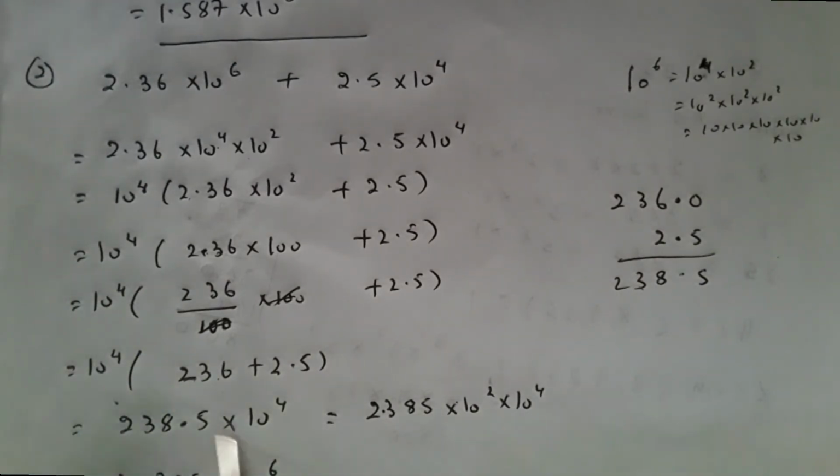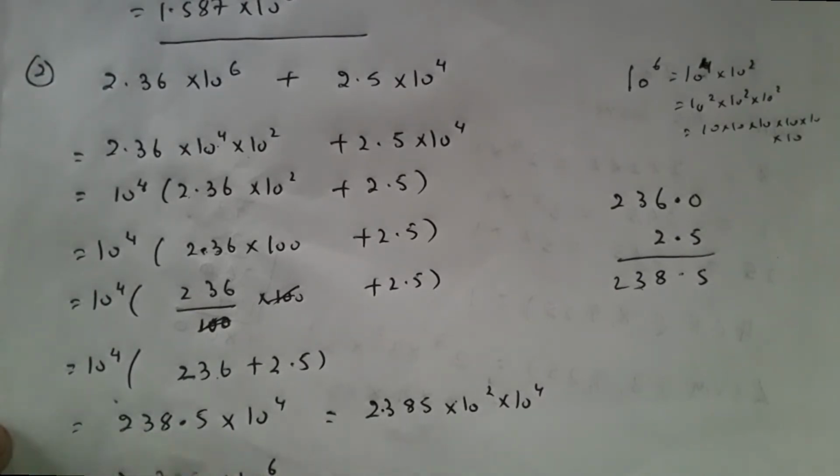Now we have to convert this number, we have to bring this decimal to the beginning. Now this decimal is here. If we have to bring this decimal here, 2.385, that means between 2 and this decimal there are 2 places. If you put the decimal here, it means between this 2 and this decimal there are 2 places, because you have to put the decimal here. So there are 2 zeros, that means 10 raised to power 2. 2.385 into 10 raised to power 2 and then 10 raised to power 4. So the answer will be 2.385 into 10 raised to power 6.